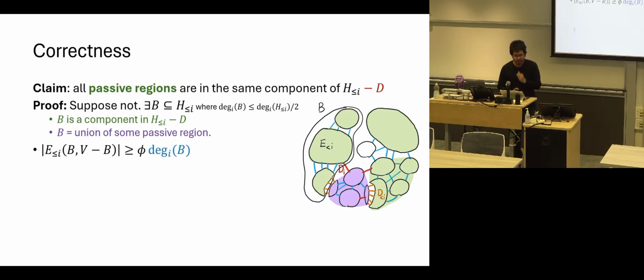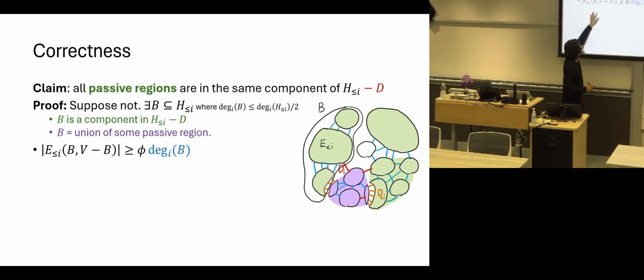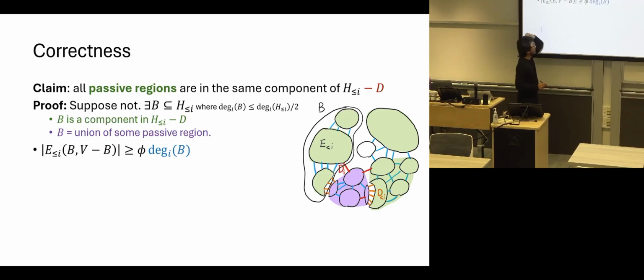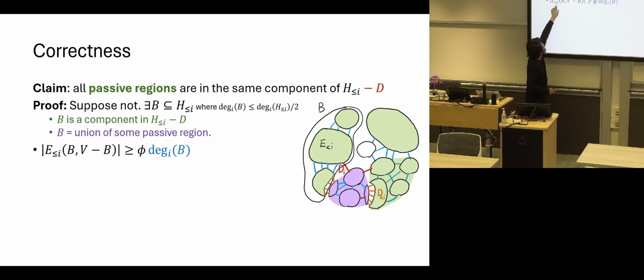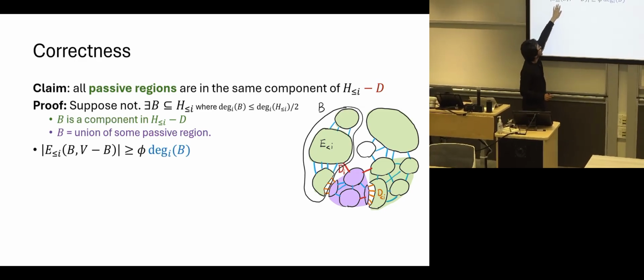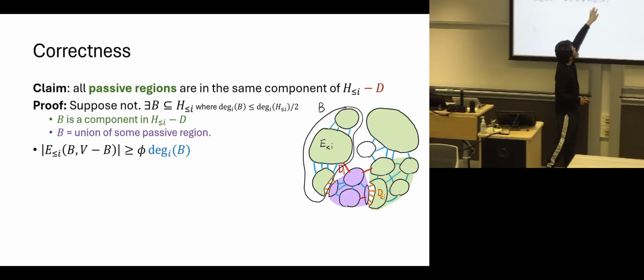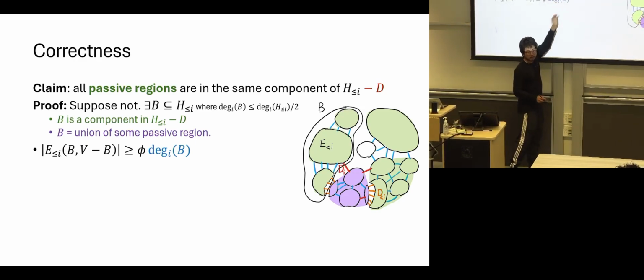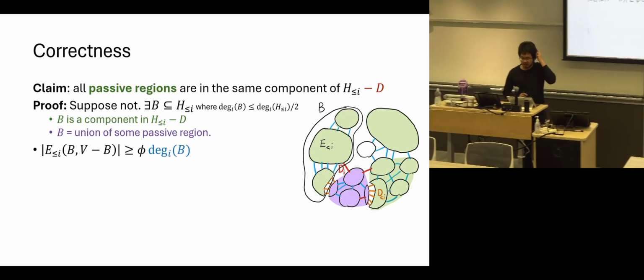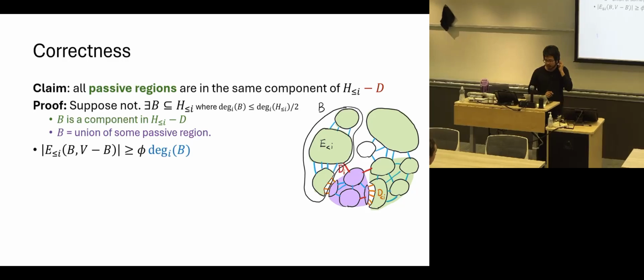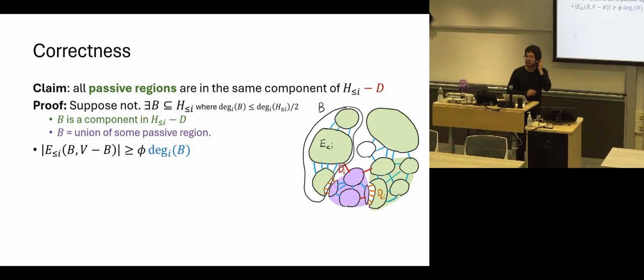We know that the number of boundary edges, the edges that go out of B, need to be big, and actually this is edges up to level I. This thing needs to be big compared to the number of blue edges in B. Why is this?